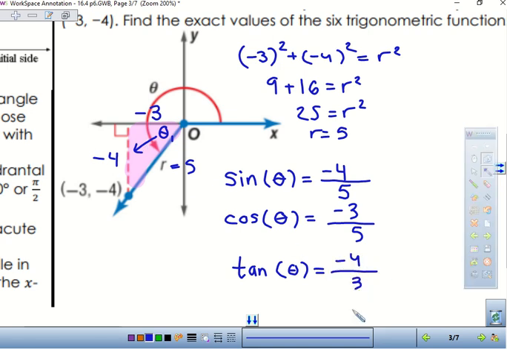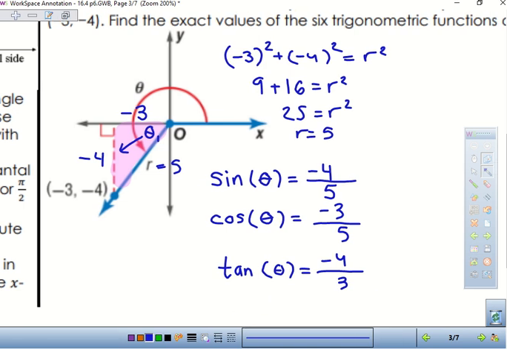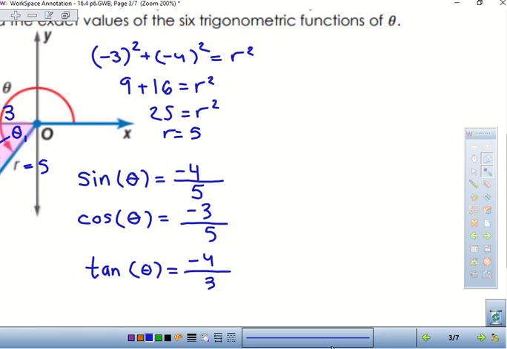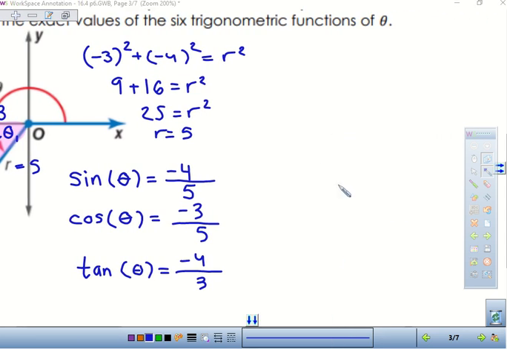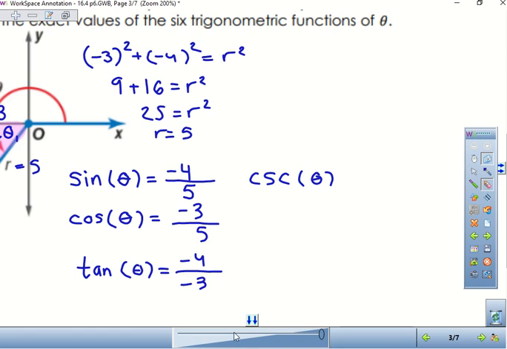So notice I found 3 trigonometric values, but the question didn't ask for 3, it asked for how many? 6. So these are what we would call the reciprocal. We talked a little bit about these very briefly in 6.1. So that's cosecant. For tan, should it be a -3 on the bottom? Yes, thank you. Good point. I almost forgot about that. So a negative divided by a negative means the whole thing becomes positive. Sorry about that.